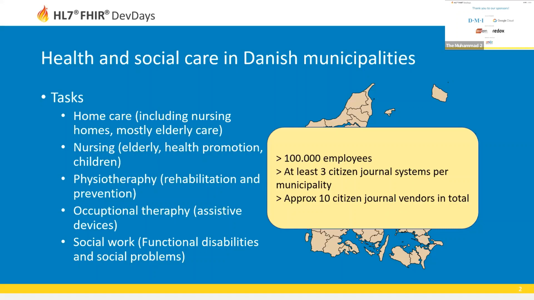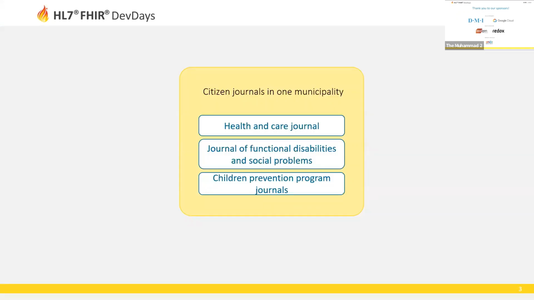So let's look at the complexity from the view of a single municipality. So here you have these different citizen journals. These are just examples that are somewhat precise, because expressing something like this in English is quite difficult. But the situation is that most municipalities would have a health and care journal, somewhere where you document things about functional abilities and social problems, and then something like the Children Prevention Program has its own journal. And you might think that, okay, so that's not so much of a complexity.